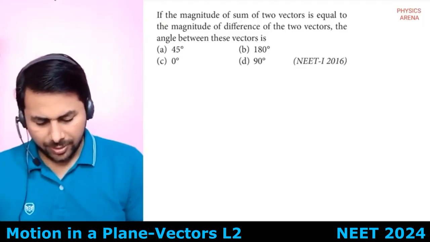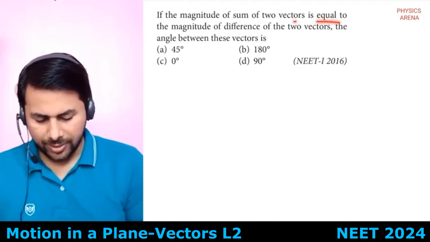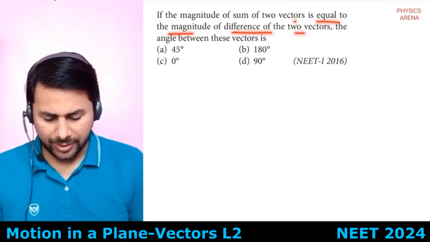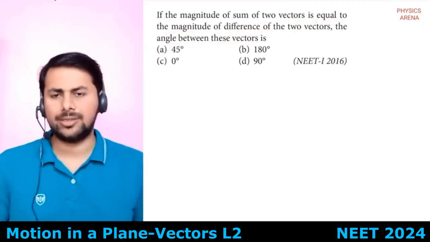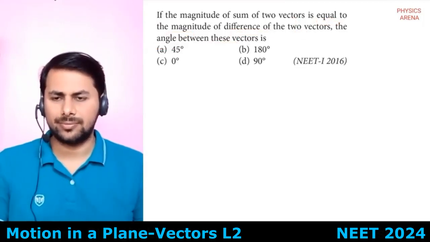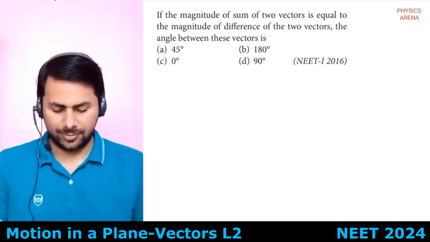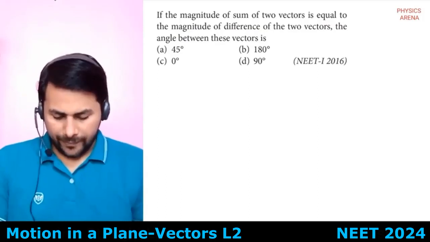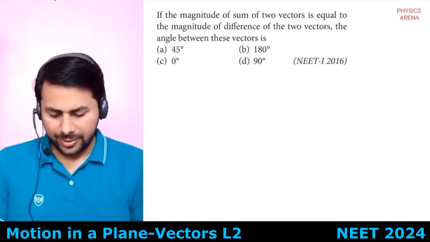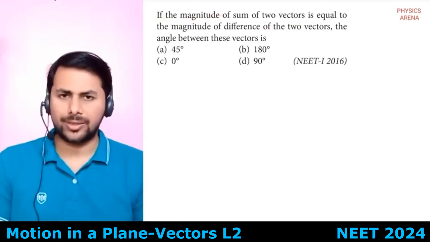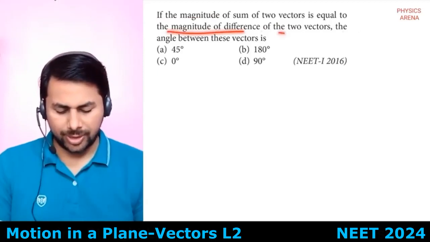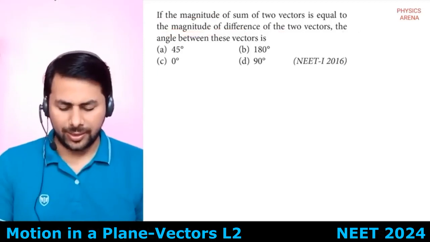So if the magnitude of the sum of two vectors is equal to the magnitude of the difference of two vectors, the angle between these vectors is, tell me. 180 degrees, sir. Option D, sir. Option D is correct. Okay, if the magnitude of the sum of two vectors is equal to the magnitude of the difference of two vectors, then the angle between these vectors is.